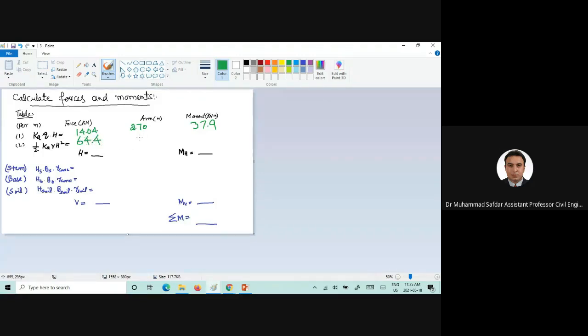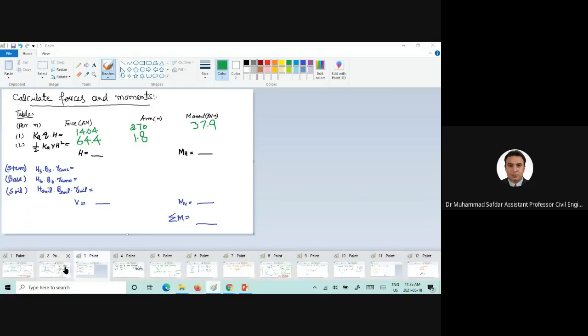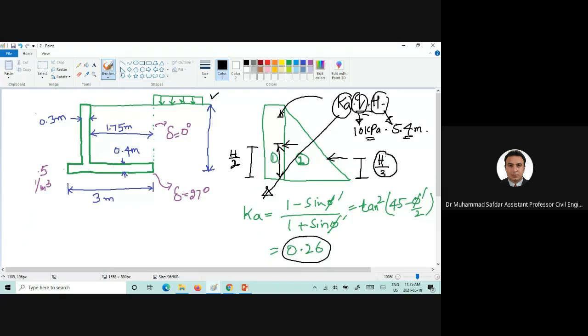How about the lever arm for this? 1.8. So how did we come up with 1.8? It's 1/3 from the base of the retaining wall. If you remember from Geotech 2, this lateral thrust P for the triangular distribution acts at 1/3 from the base of the retaining wall.